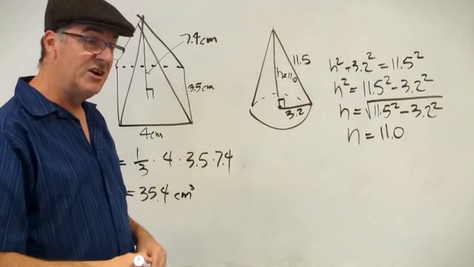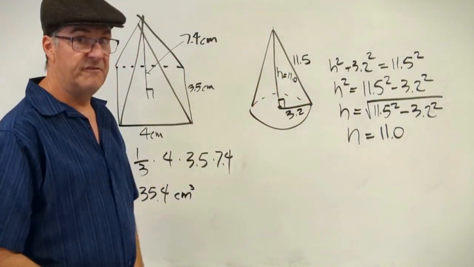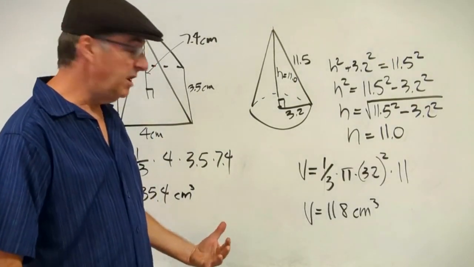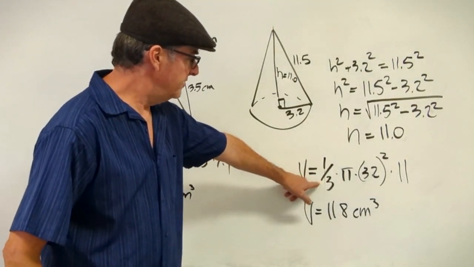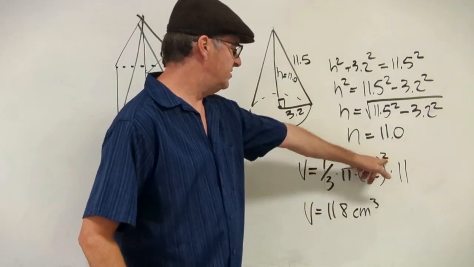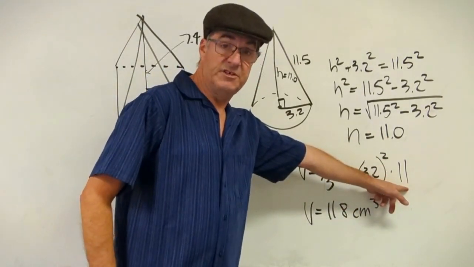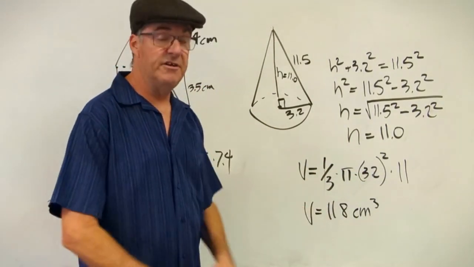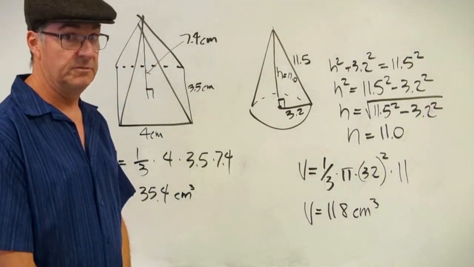Now, pause the video and calculate the volume of this cone. All right, so I just did my plug-in. 1/3 times the area of the base, which is pi r squared, r is 3.2 squared, times the height that we just found. And what I get there is 118 centimeters cubed.